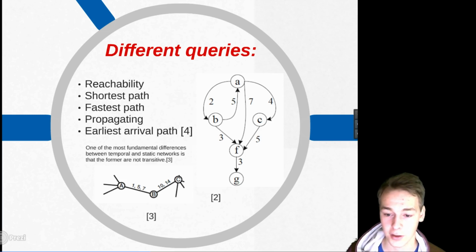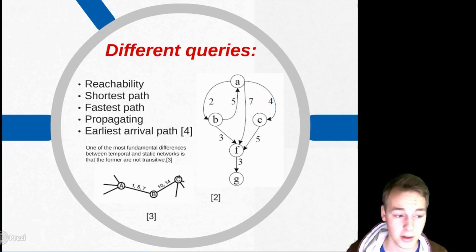You can also think of propagating queries, which we will talk about later in this presentation. For example, where you can only make a connection from one node to another when you have an incoming edge in that node that happened earlier in your graph.